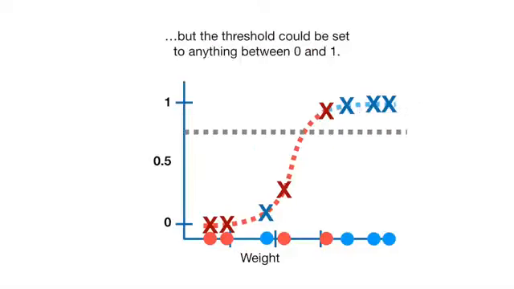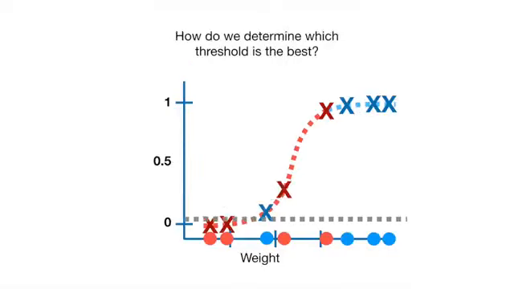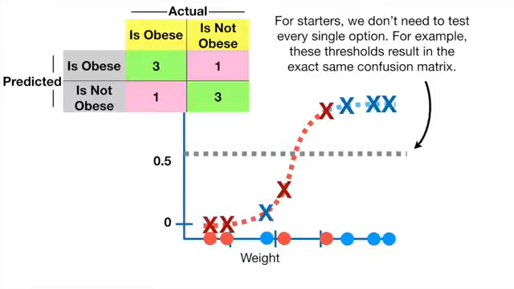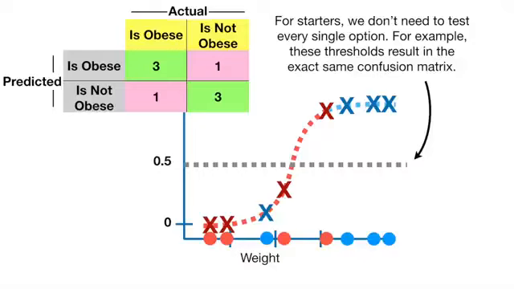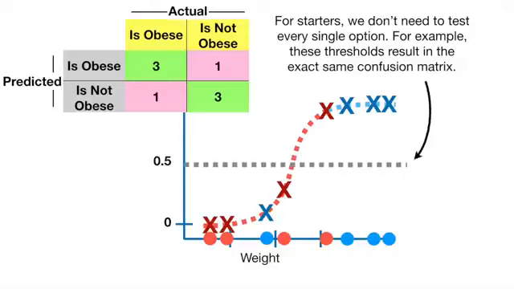But the threshold could be set to anything between 0 and 1. How do we determine which threshold is the best? For starters, we don't need to test every single option. For example, these thresholds result in the exact same confusion matrix.